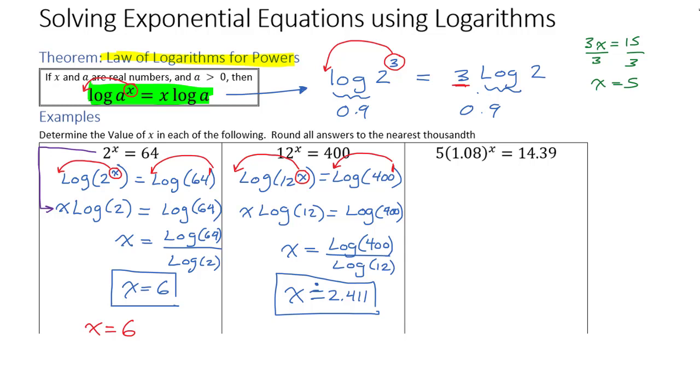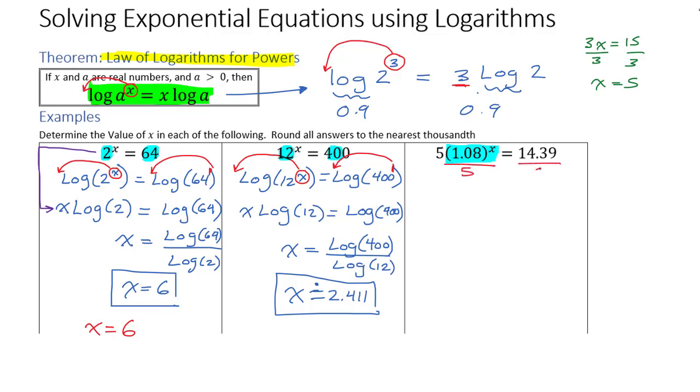Well, the problem is, and it was similar to the previous lesson, for this to work, we want to have one base on each side. Notice how we had one base, one base, one base, one base. This has 2 bases, 5 times 1.08 and 14.9. So we need to get rid of that 5 first. We need to isolate the 1.08 to the power of x. So our goal is, let's make sure we isolate the base that has the exponent on. So that highlighted 1.08 is what I want to isolate.